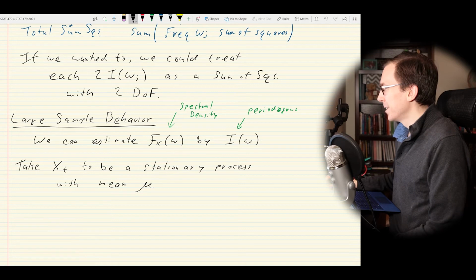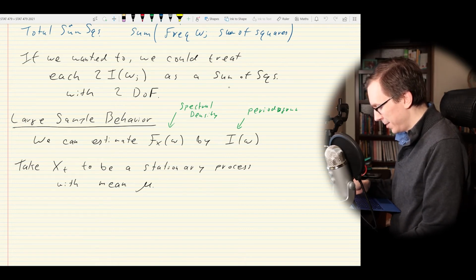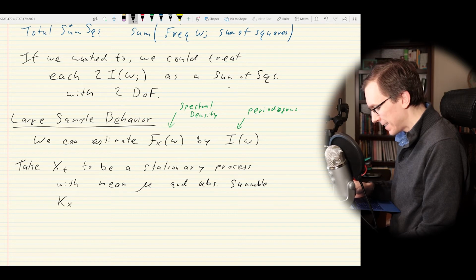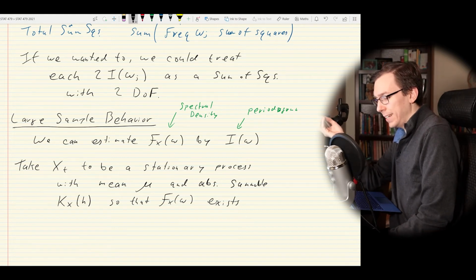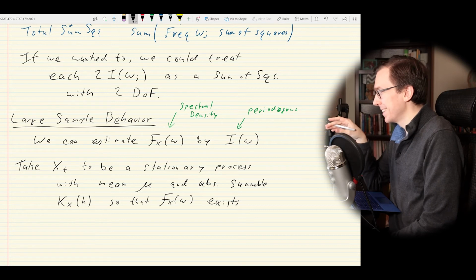Now, I should also say with mean mu and absolutely summable autocovariance k_x(h), so that f_x(omega) exists, which is the spectral density for the process. All right, so now we have all our pieces in place.